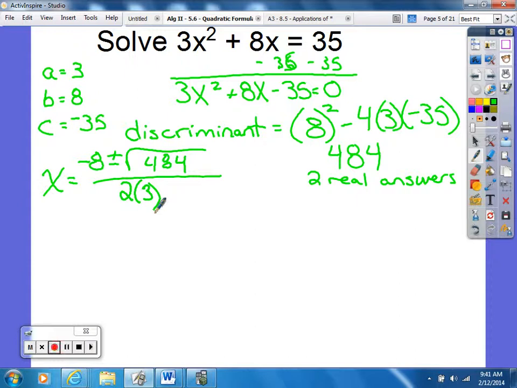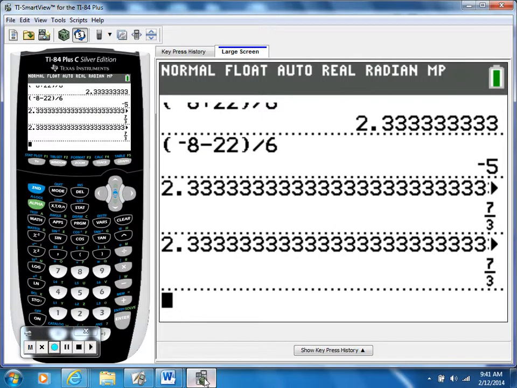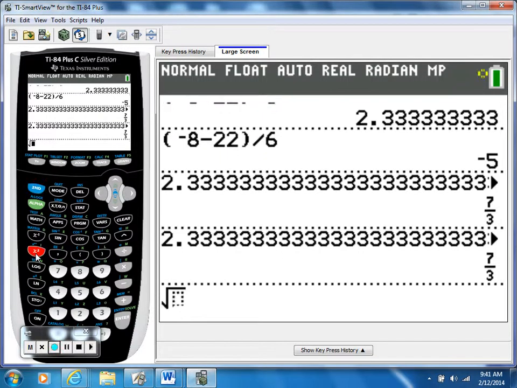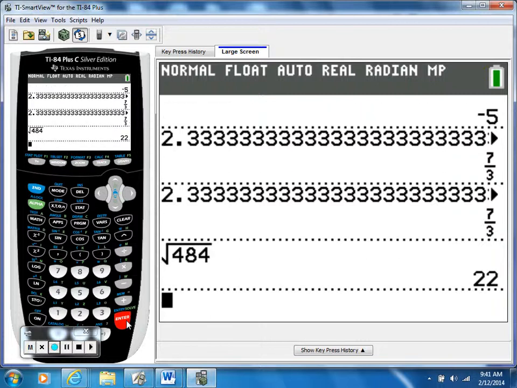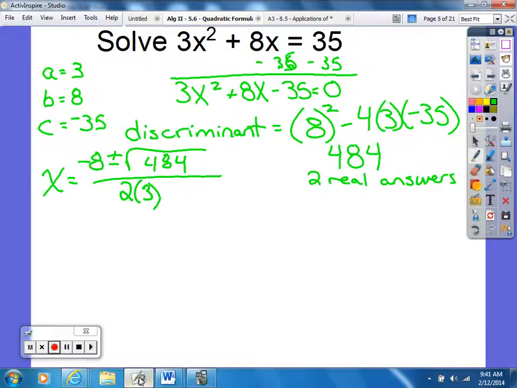All right. So now we need to see, is there a perfect square that goes into 484? Or maybe, is 484 a perfect square? So how would I test if 484 was? Yeah, exactly. It's a large number. You don't have to have it memorized. So second square root, 484. Well, isn't that convenient? It is 22.